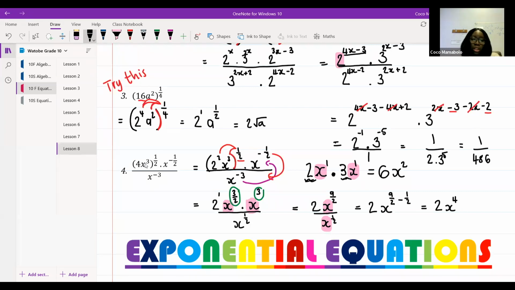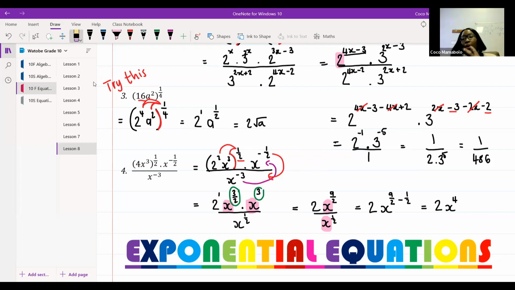If they're not the same base, leave it. It must just come along. All right. I hope we're all on the same page with this.